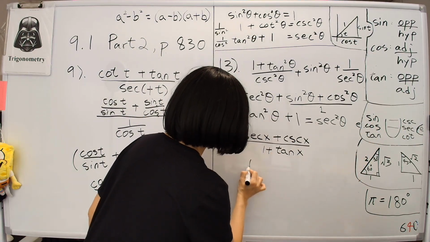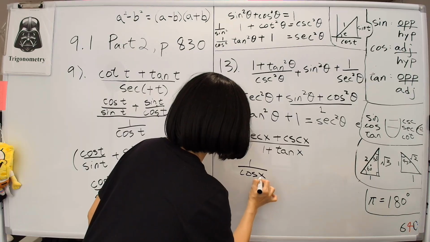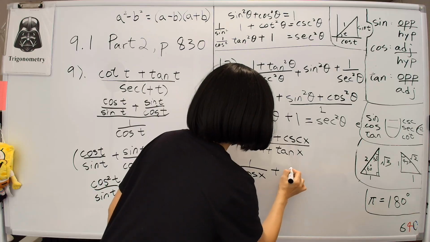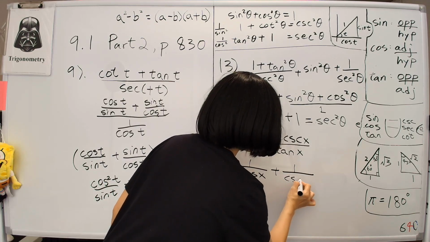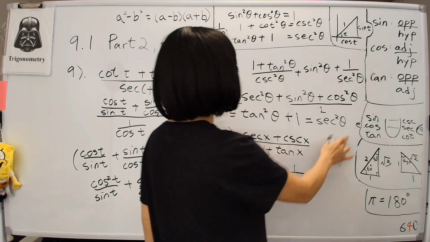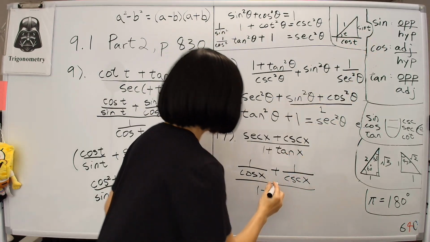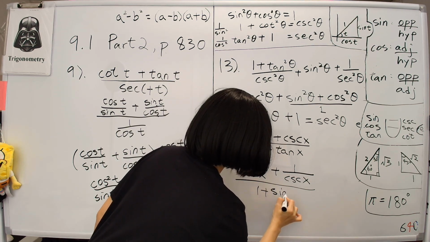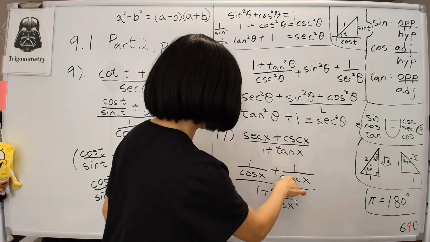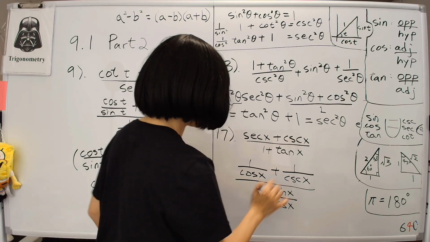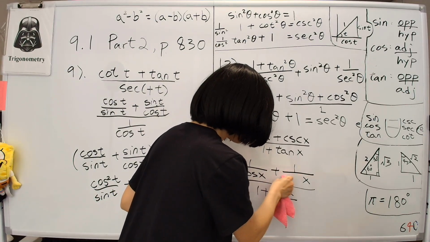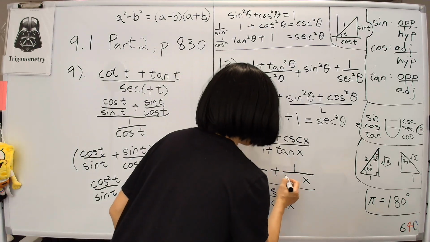So this is 1 over cosine x, plus cosecant is 1 over sine, and then divided by 1 plus tangent, which is equal to sine over cosine. So that is sine x over cosine x. No, this should be sine x. I said cosecant x is 1 over sine x. Why do I have that there? Let me fix that. Okay, this should be sine x.